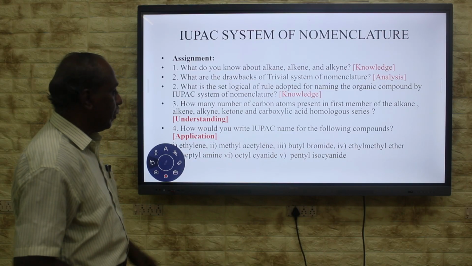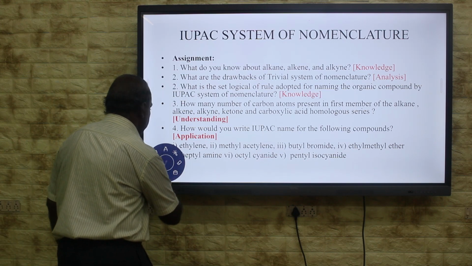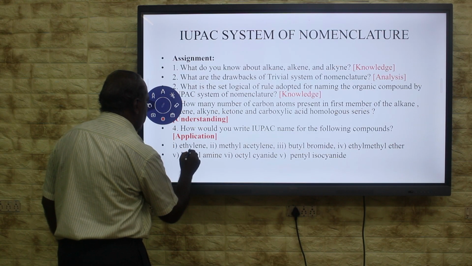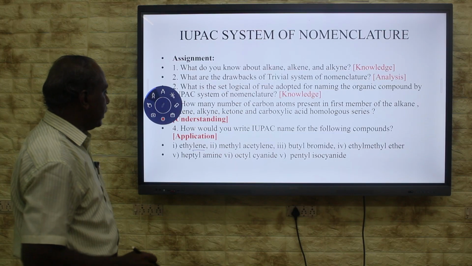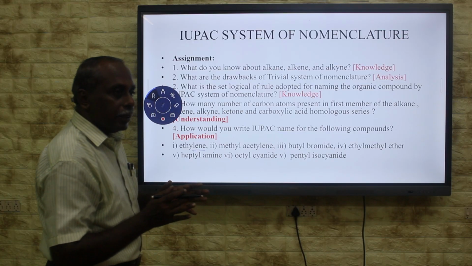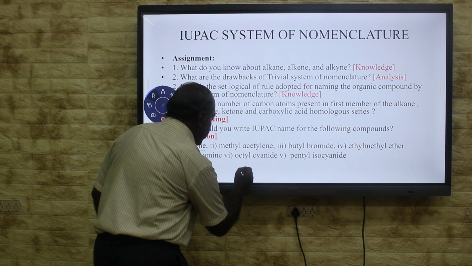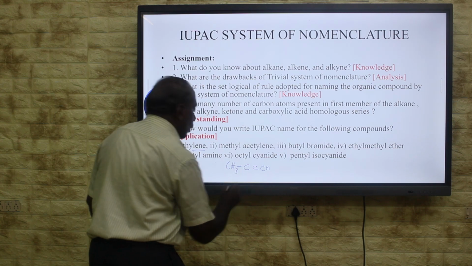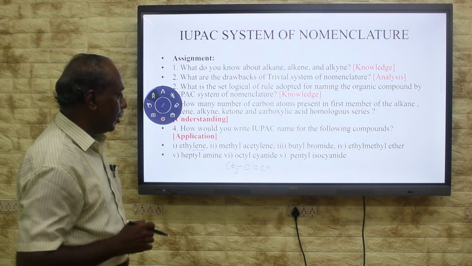Ethylene. Here a common name is given; it will be converted by replacing this -lene and substituting it, and you get the IUPAC name. Here, methyl acetylene. Acetylene is a parent compound in the trivial system of nomenclature. Acetylene has 2 carbon atoms. Here a methyl group is substituted. Only by drawing the structural formula of the compound, you can write the IUPAC name of the compound.